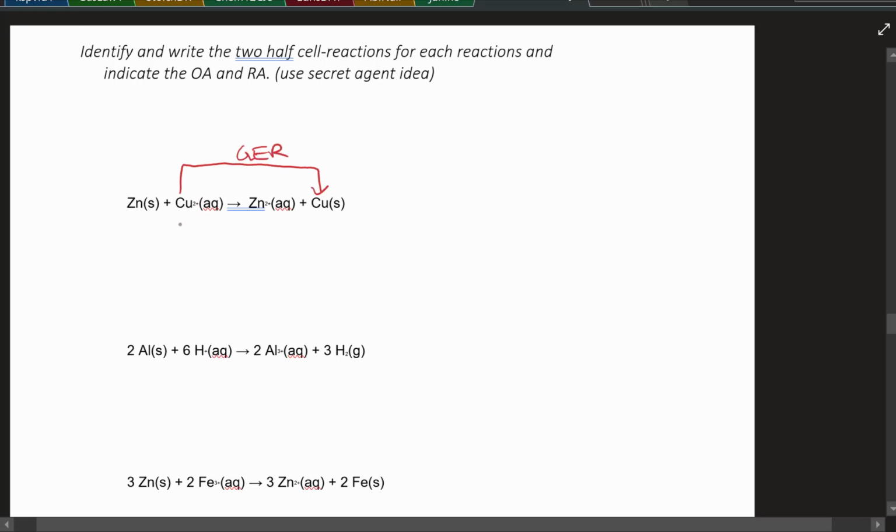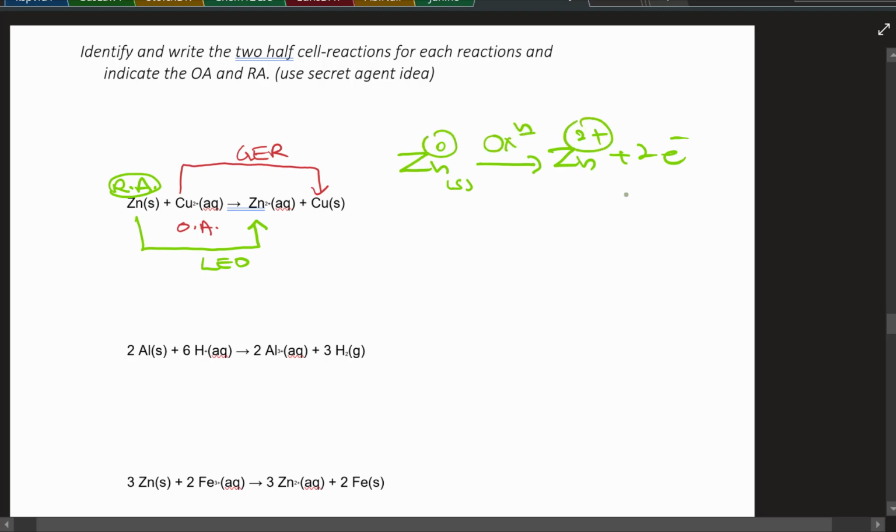Copper 2 plus becomes copper. That's the GER. If it is GER, that should be the oxidizing agent, the secret agent. Now, let's write them side by side, and then the other one, zinc, goes to zinc 2 plus. It's a LEO, so it should be the reducing agent, right? Because secret agent. Okay. Now, zinc 0 goes to zinc 2 plus and kicks out 2 electrons, balancing the charges, you see. Each side becomes 0 charge, right? Because charge cannot be created or destroyed.